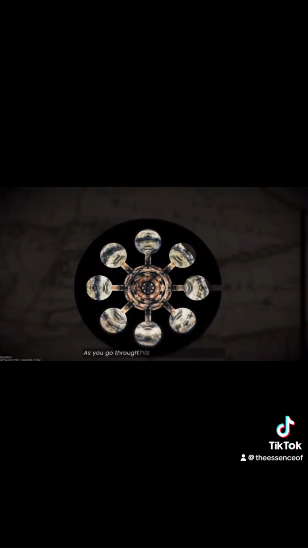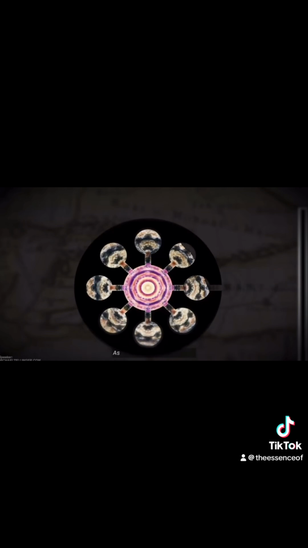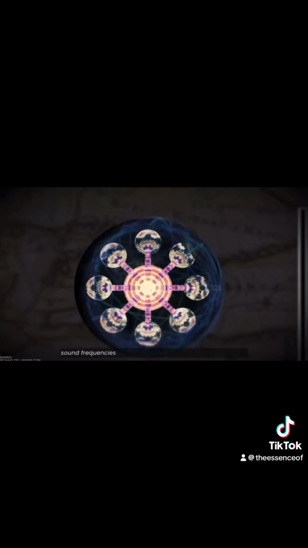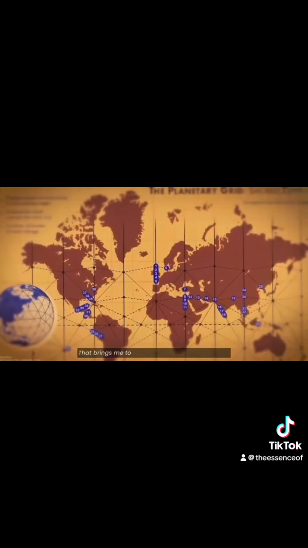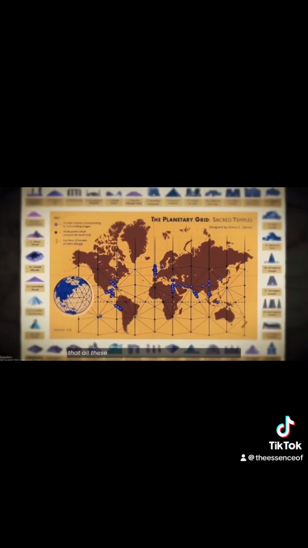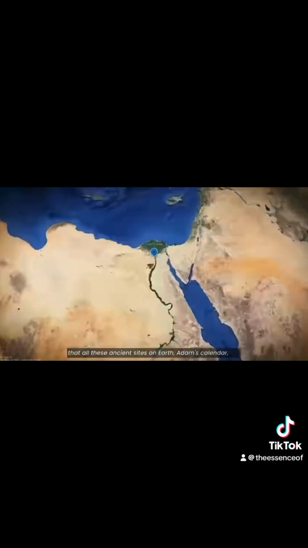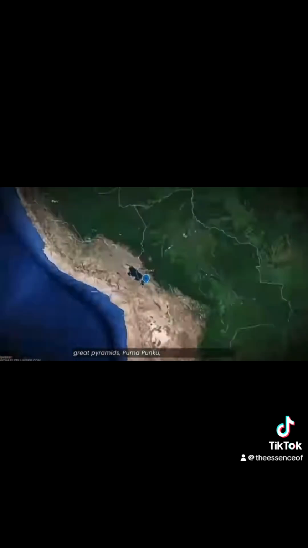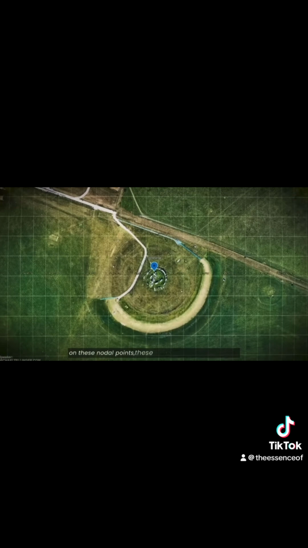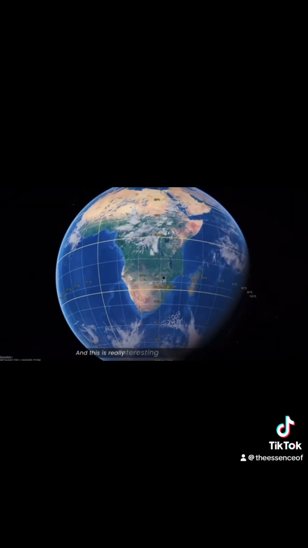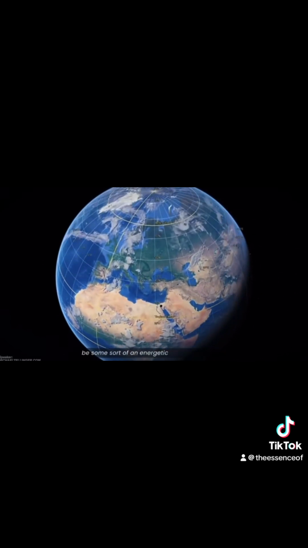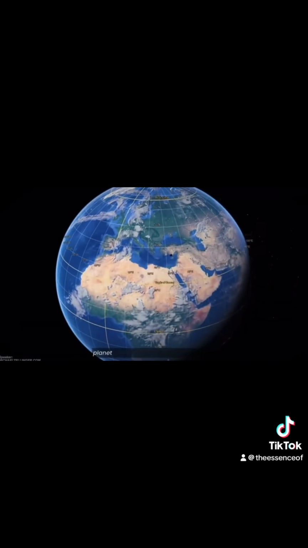As you go through this imaginary circle, it goes beyond 375 gigahertz of sound that we're measuring. As far as I know, this kind of sound frequencies have never ever been measured anywhere on planet Earth that we know of. That brings me to the Earth grid, because it seems that all these ancient sites on Earth, Adam's calendar, the Great Pyramids, Pumapunku, they all seem to be built on these nodal points, these energy points that have, there's Adam's calendar right there, there's Giza. And this is really interesting because there seems to be some sort of an energetic code encoded into planet Earth.